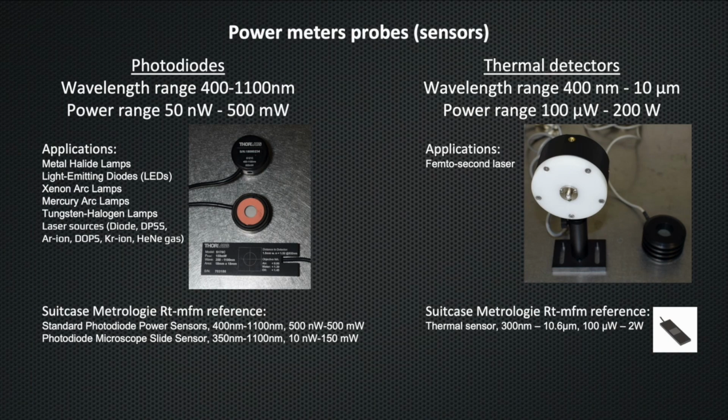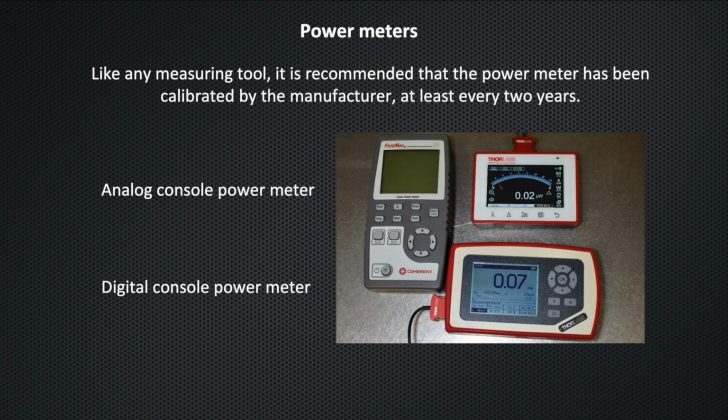In our example, we will use the microscopy slide probe. It is recommended that the power meter and the probes are calibrated at least every 2 years. Some stability measurements require recording values over time. For that, we recommend digital console power meters, like the Thorlabs PM100A, available in the Metrologie suitcase.